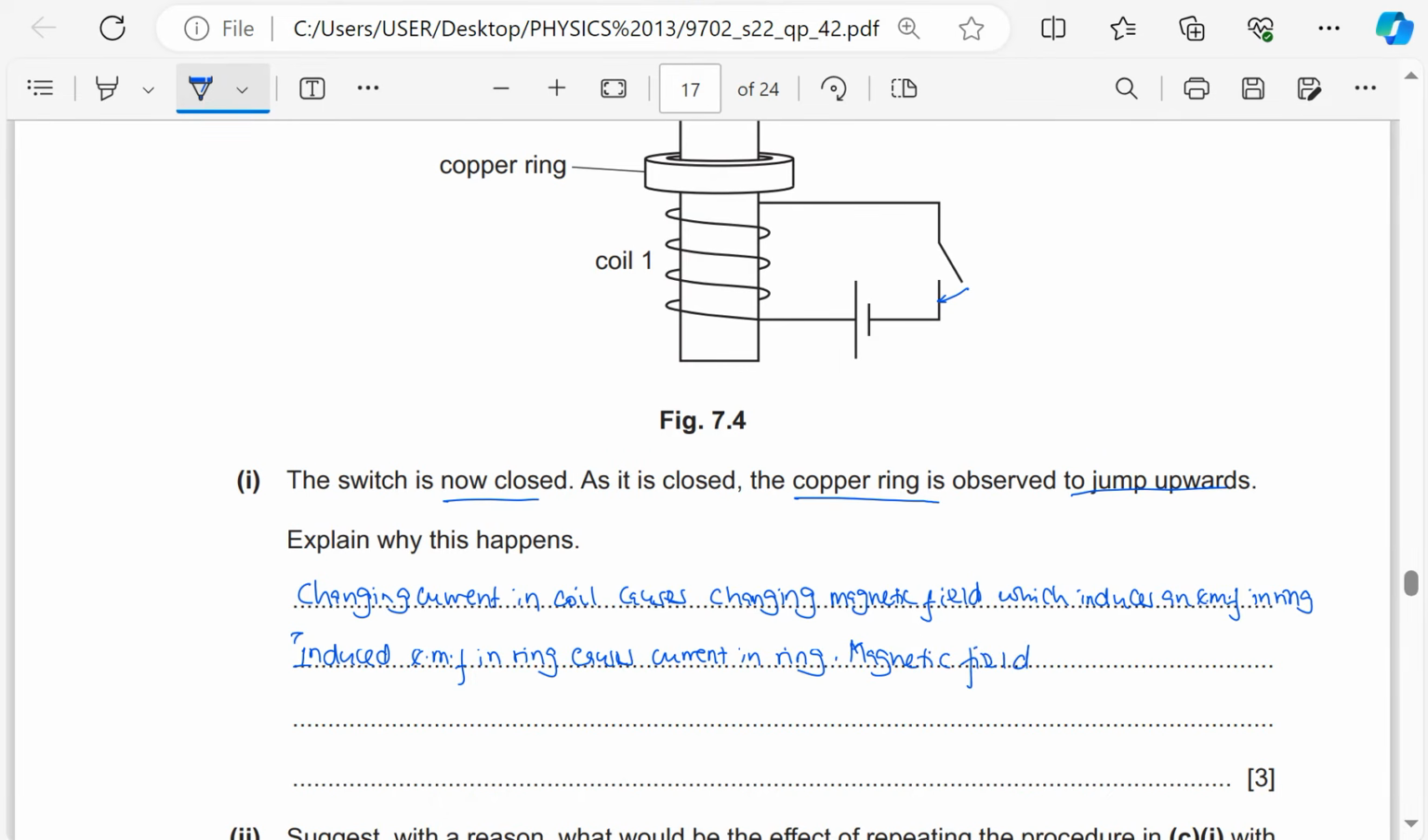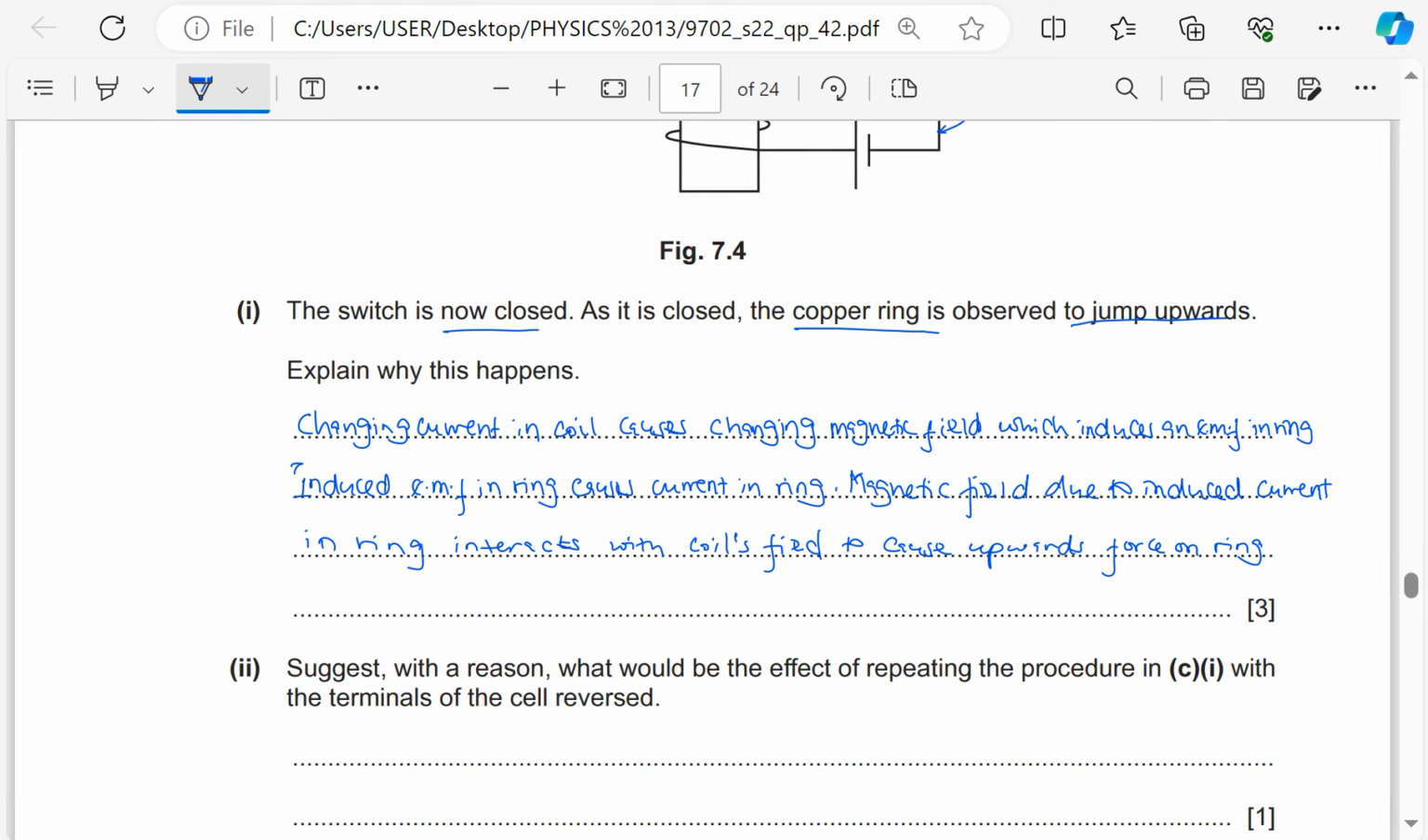The magnetic field due to induced current in the ring interacts with the coil's field to cause an upward force on the ring.